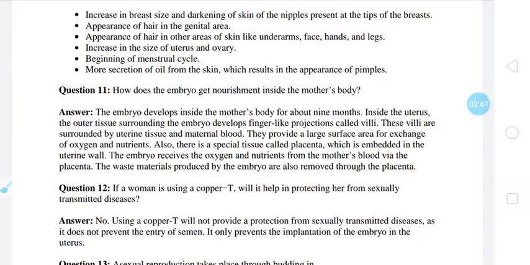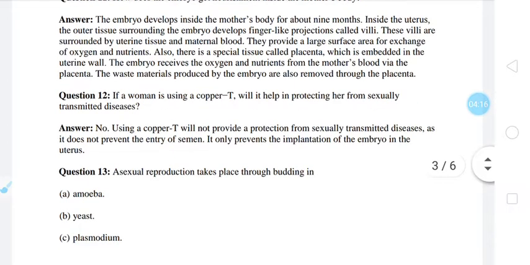Also, there is a special tissue called the placenta. It is also called the umbilical cord, which is embedded in the uterine wall. The embryo receives oxygen and nutrients from the mother's blood via the placenta. The waste materials produced by the embryo are also removed through the placenta. Next question is question number 12.